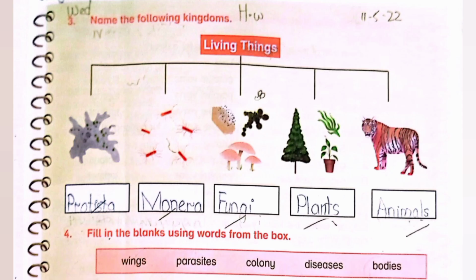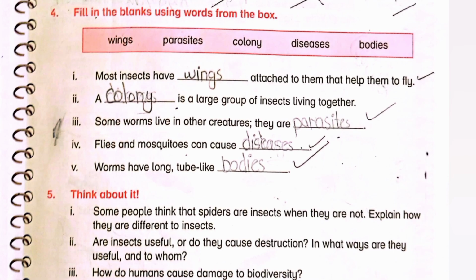Last page of the exercise. Now here are the 5 kingdoms: Protista, Monera, fungi, plant and animals. Last question is fill in the blanks using words from the box. Here are some words given in the box. First one is most insects have wings attached to them that help them to fly.